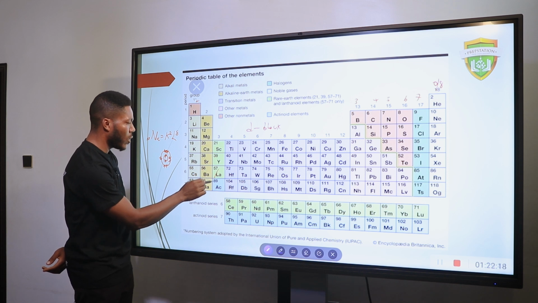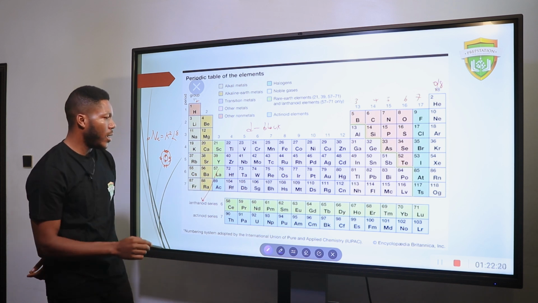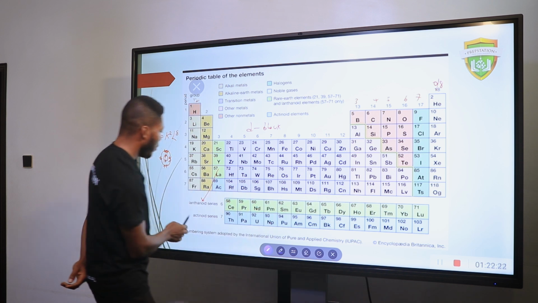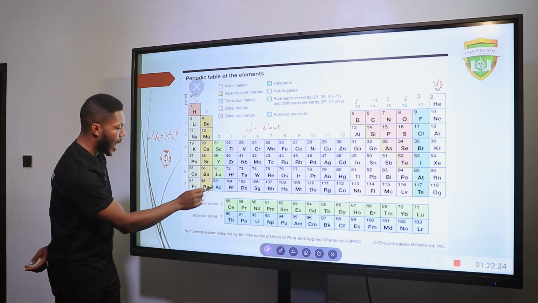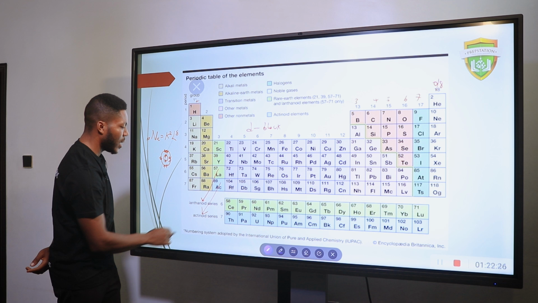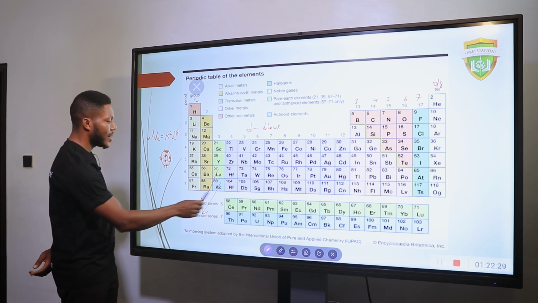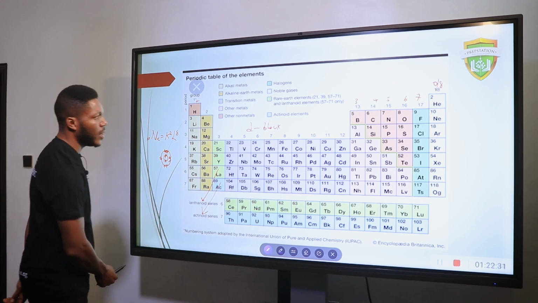We have what we call the inner transition metals, which is from atomic number 57 down to 71, which is called the lanthanide, and the other one is called the actinoid. All right, lanthanide and actinoid elements. Is that okay?